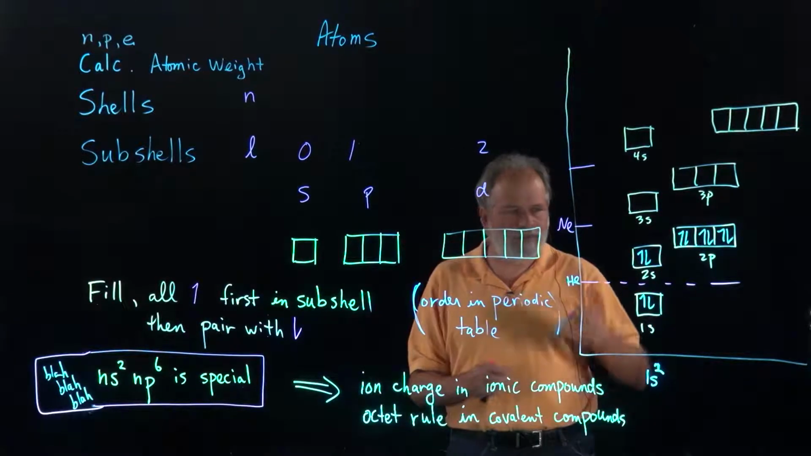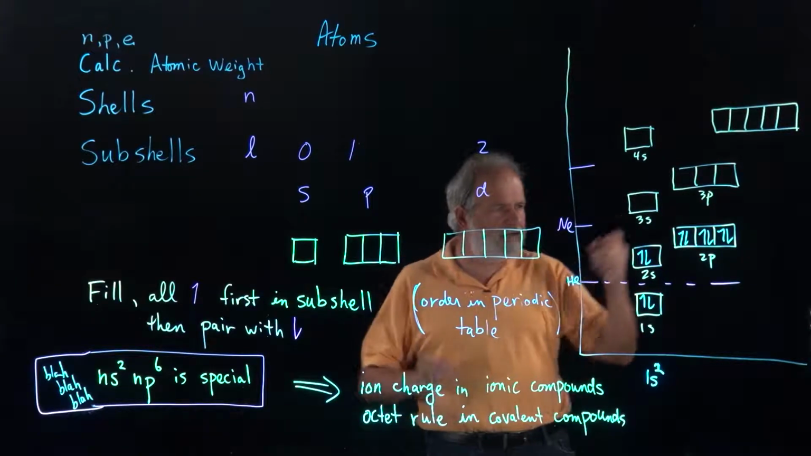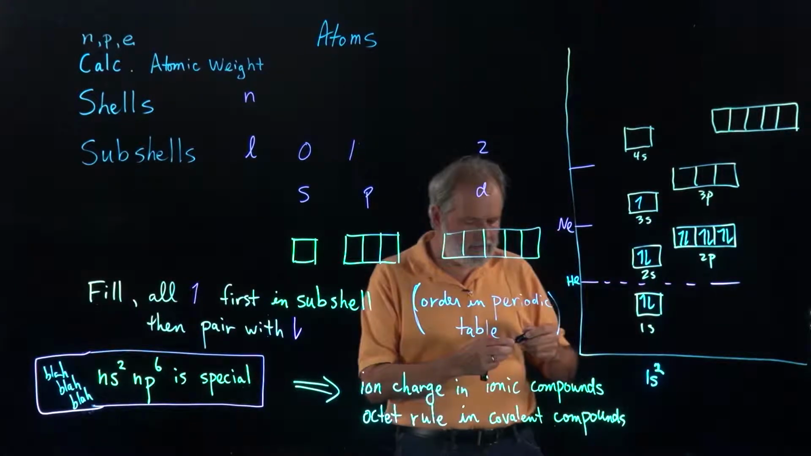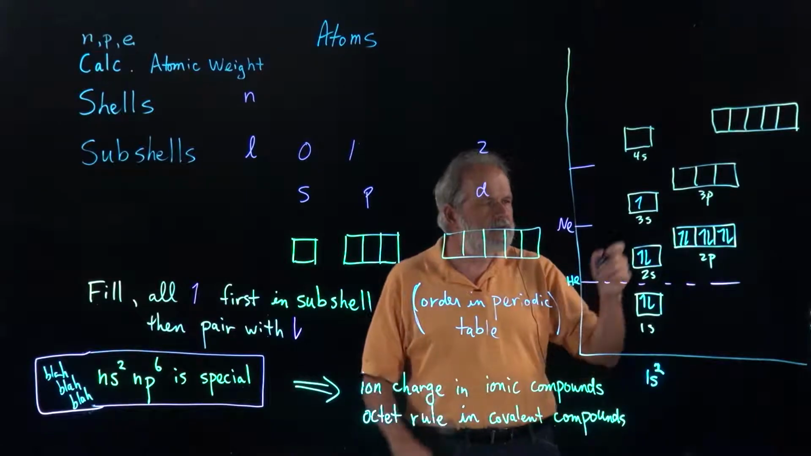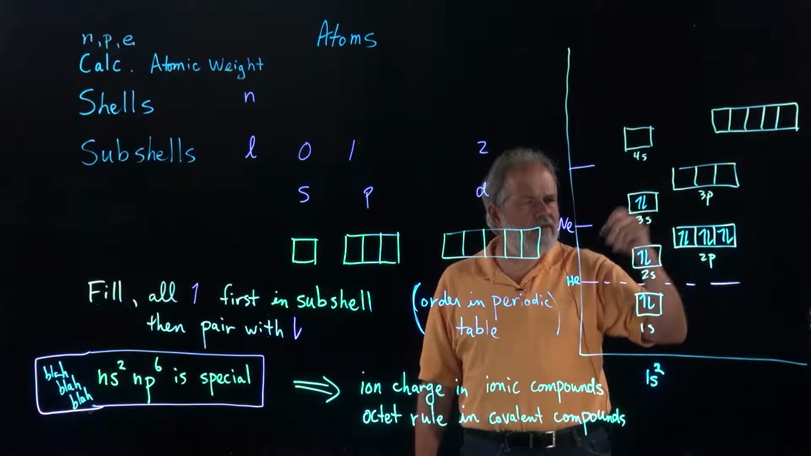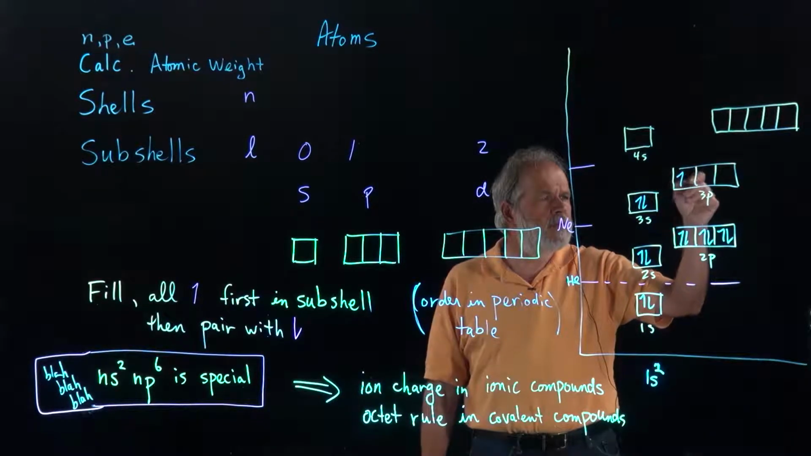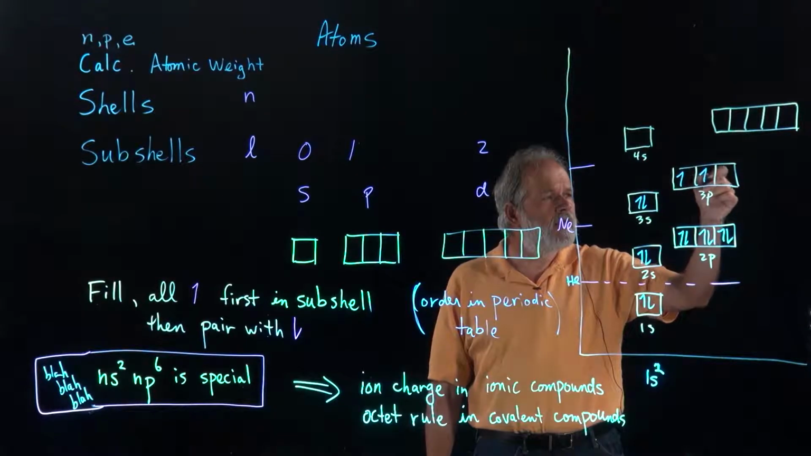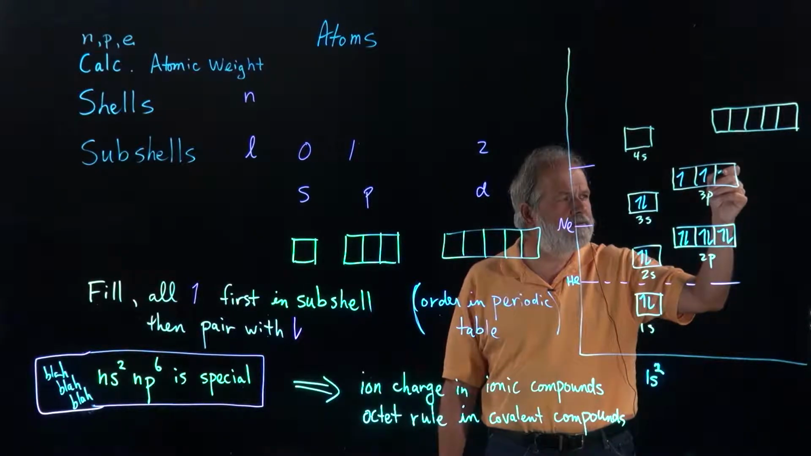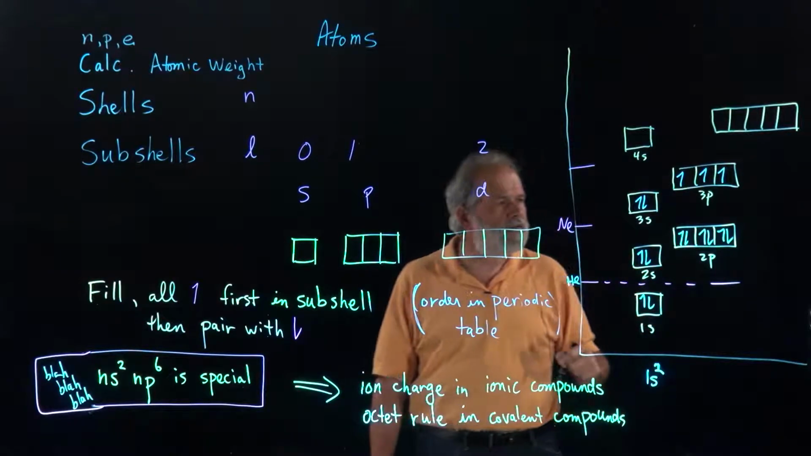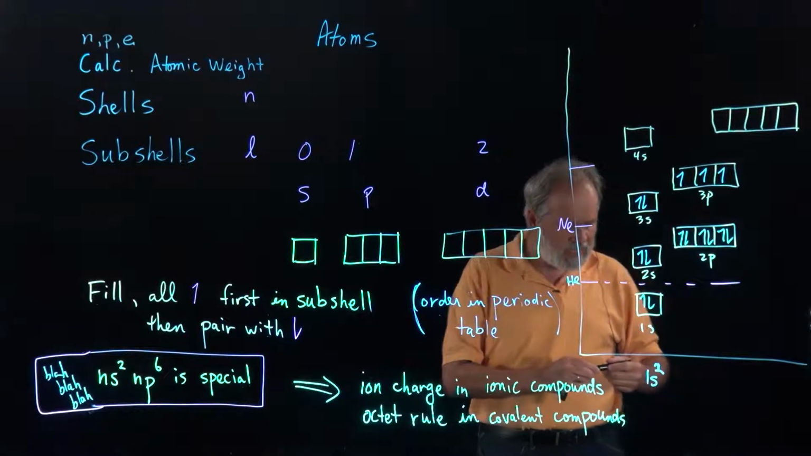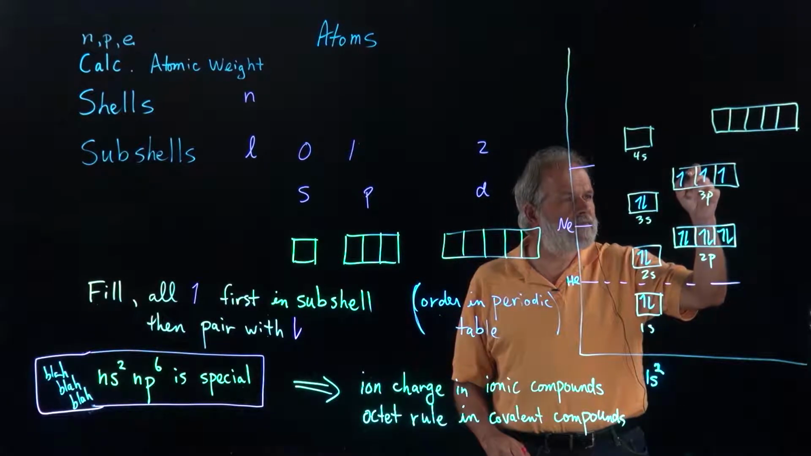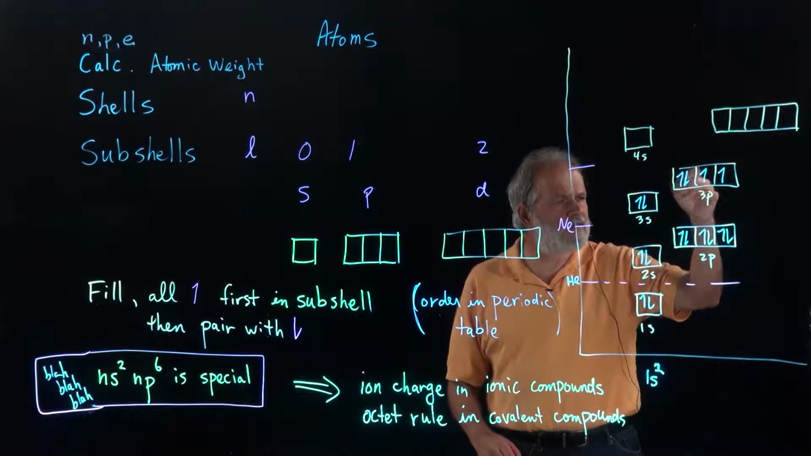Then you start a new row in the periodic table. Sodium, 1 more electron, and it's like that. All right, so after sodium is magnesium, aluminum, silicon, then phosphorus. All right, so for example, and after phosphorus comes sulfur.